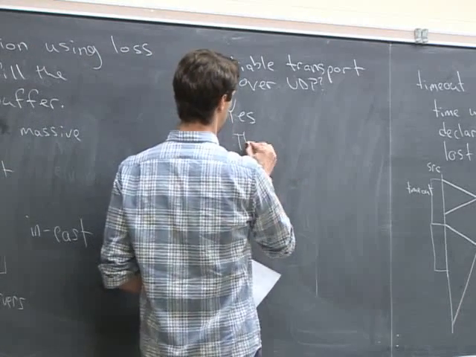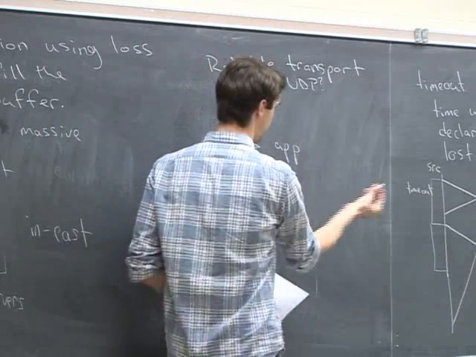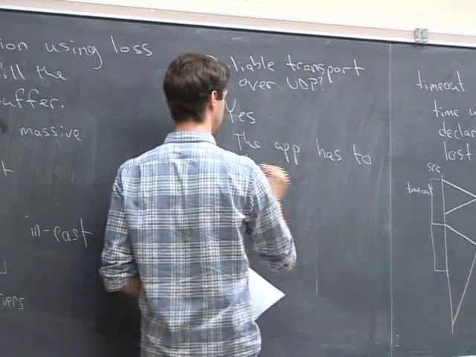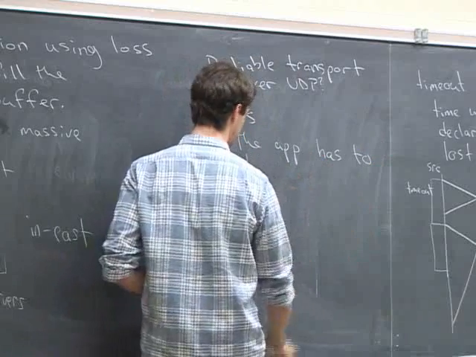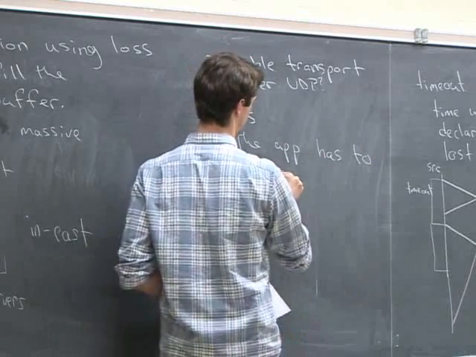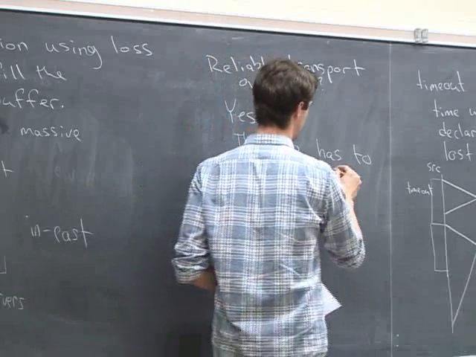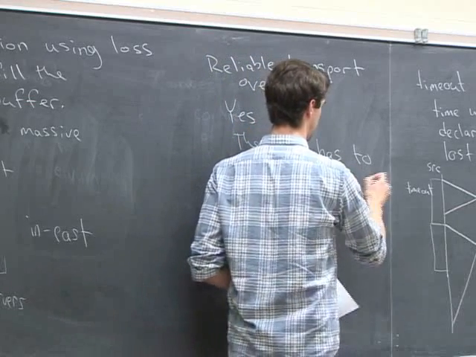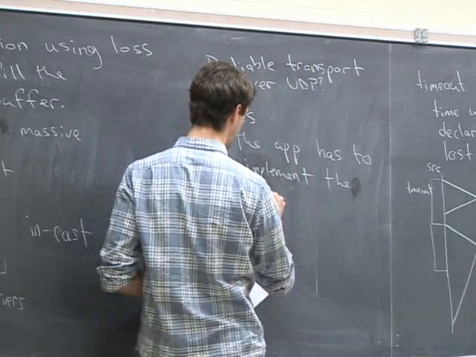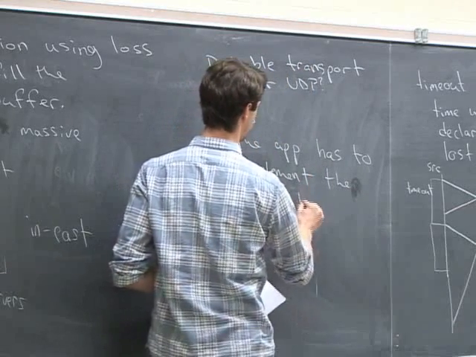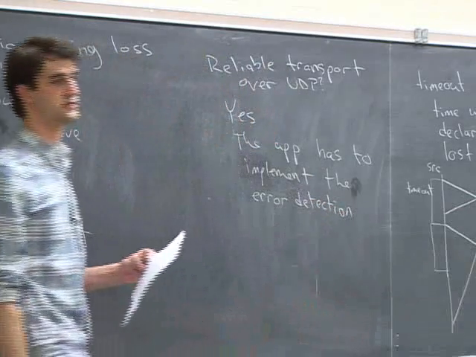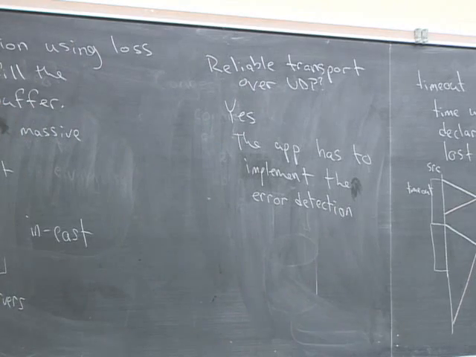So the app has to implement error detection. So now, can someone tell me how an application could do this?